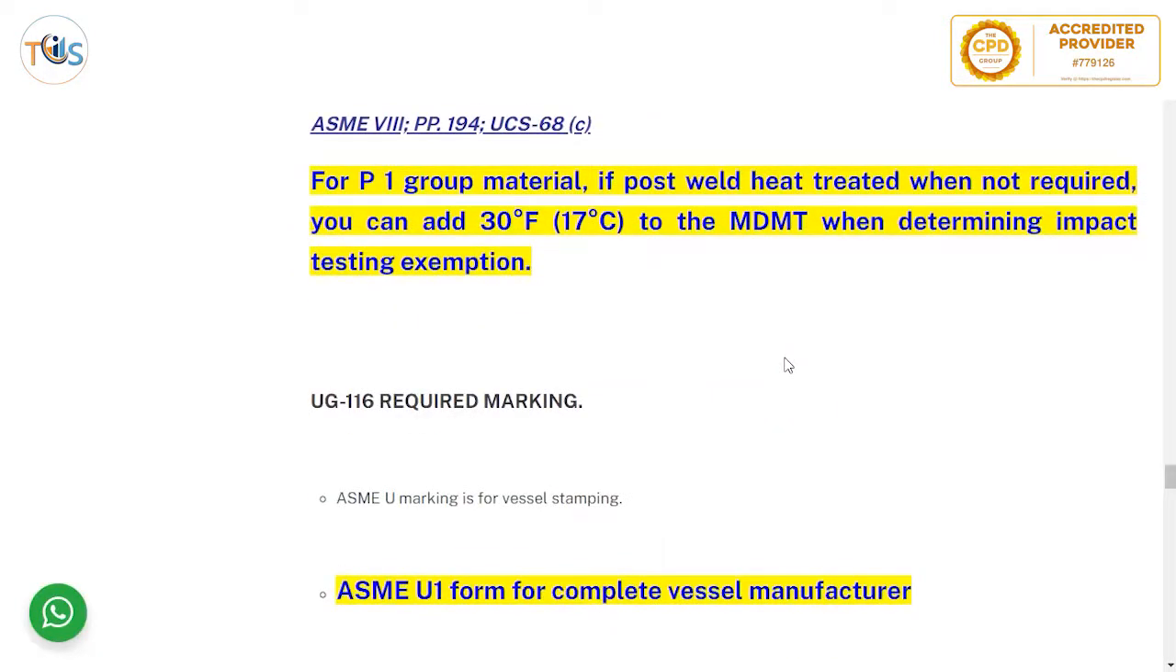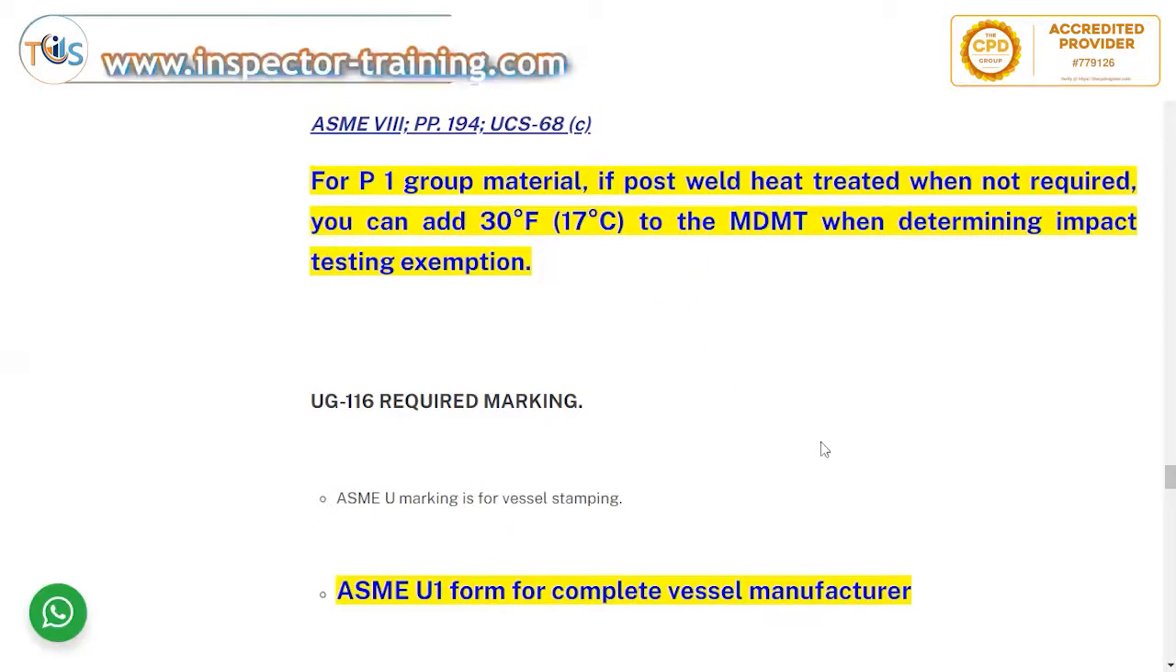For P number one group material, if post-weld heat treated when not required, you can add 30 degrees to the MDMT when determining impact testing exemption. So this is a very interesting thing. So if you post-weld heat treat a material when not required, you can get an exemption by adding 30 degrees. You can add another 30 degrees to the MDMT, and then based on that additional 30 degrees, or MDMT plus 30, you can look at the curve and see whether it still needs impact test or not.